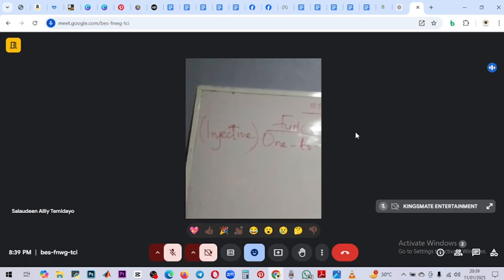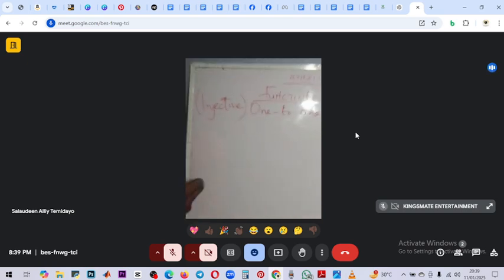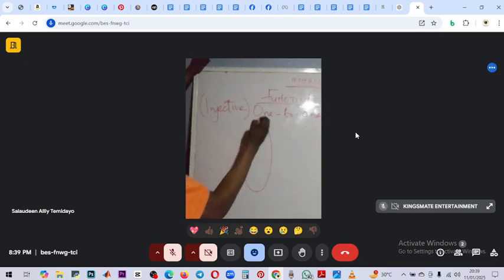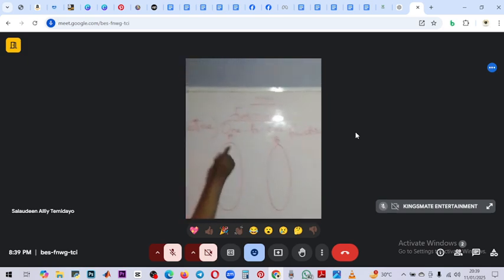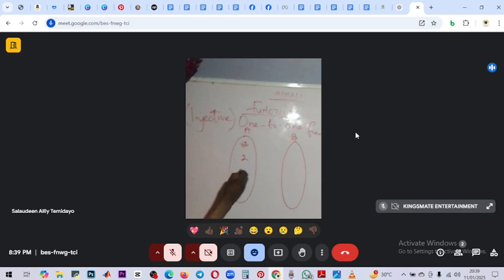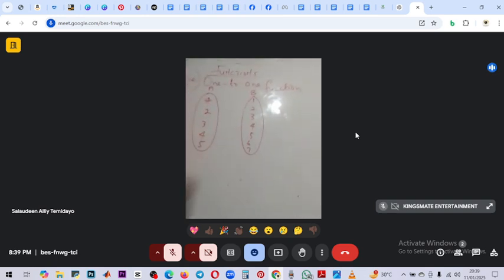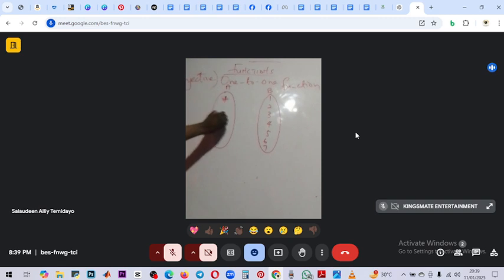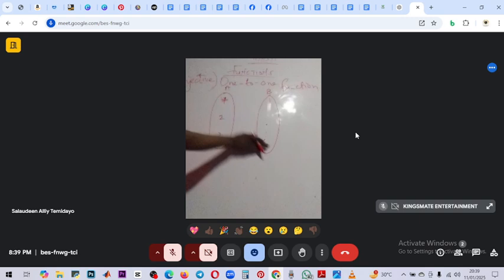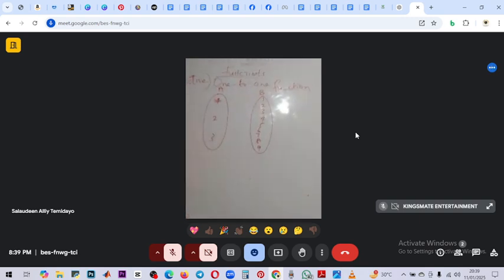We have the one-to-one function, which is the same as the injective function. What do I mean? That means A, B, 1, 2, 3, 4, 5, 1, 2, 3, 4, 5, 6, 7. I'm just talking at 3 here. 1, 2, 3, 4, 5, 6, 7, 8, 9.